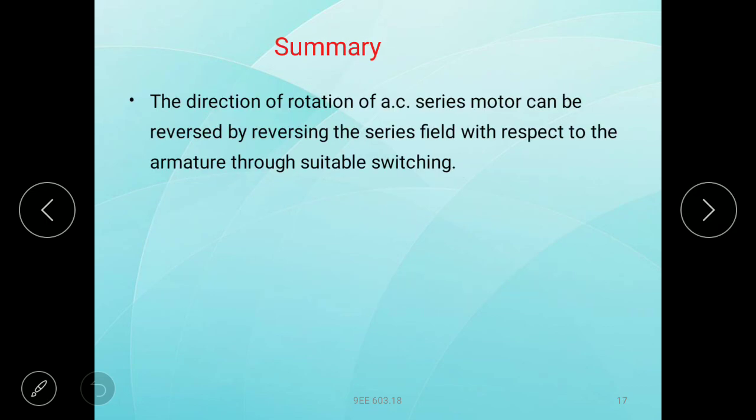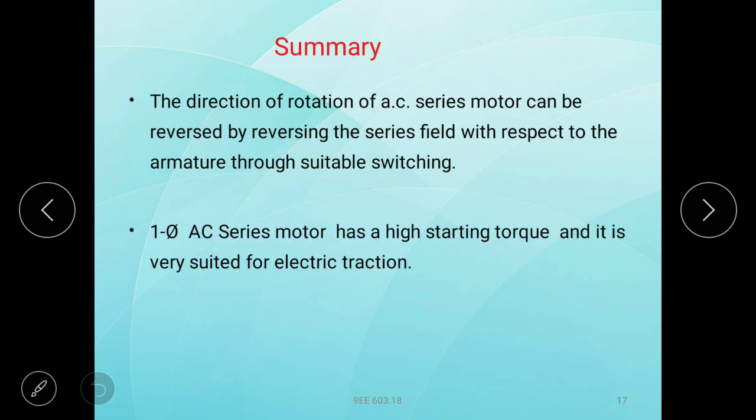The direction of rotation of an AC series motor can be reversed by reversing the series field with respect to the armature through suitable switching. A single phase AC series motor has a high starting torque and is very suited for electric traction.